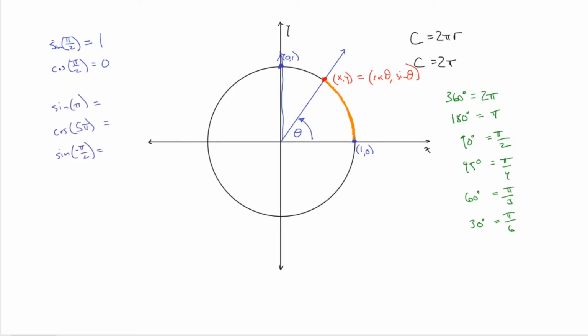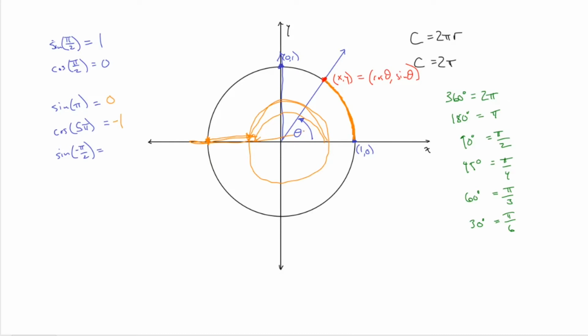You should now be able to answer questions like, what is the sine of pi? Well, pi is this angle here, halfway around the circle. We're talking about the y value of that point right there, and so the sine of pi is 0. What's the cosine of 5 pi? Well, 5 pi is this angle here. Here's 2 pi once around the circle, and then you have to go another pi, and so you end up right there again. So the cosine of 5 pi is the x value of that point right there, which is -1.